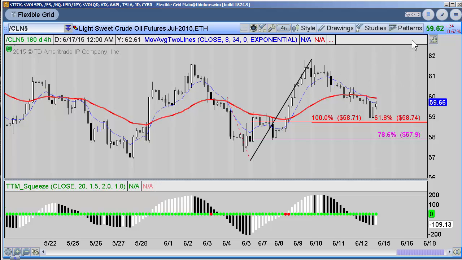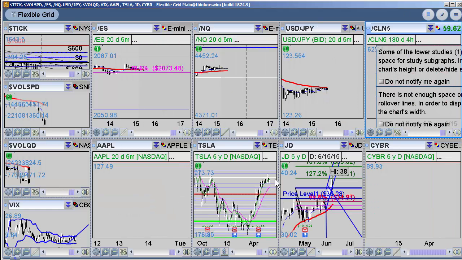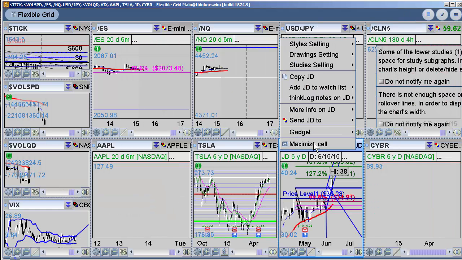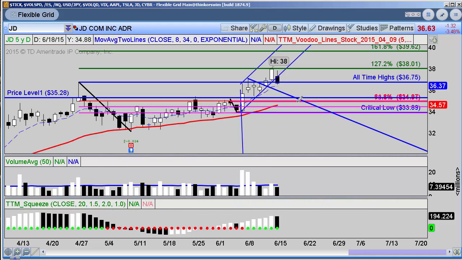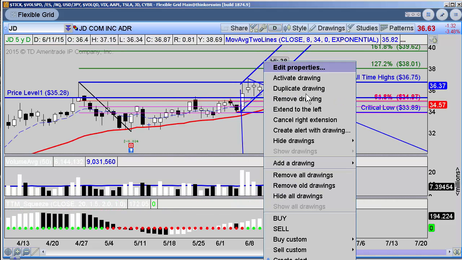A couple other tickers that I've been following along with in the evening videos, especially on the free side, trying to go from start to finish, was here with JD. Now we've got a lot of different levels on JD because we've been trading it very extensively.